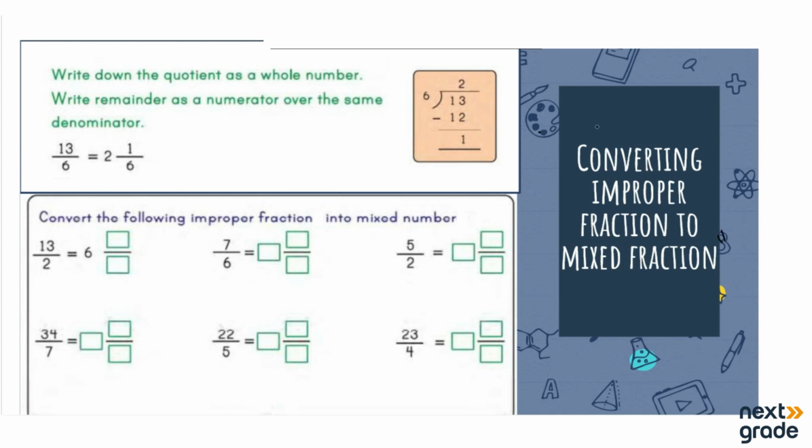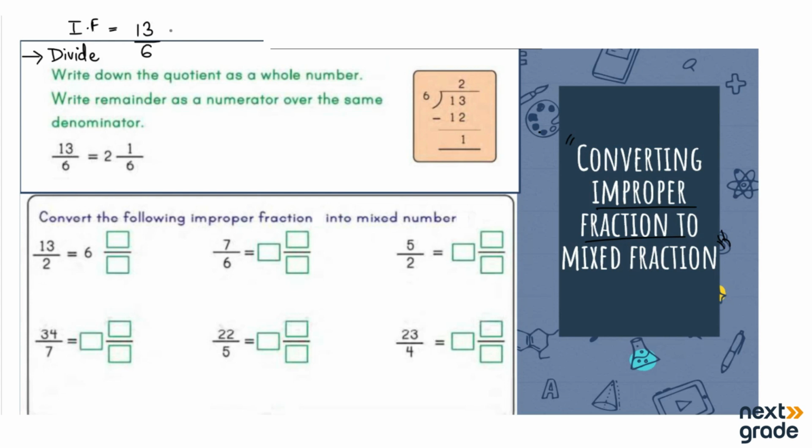Welcome back, students. In this video, we are going to discuss converting an improper fraction to a mixed fraction. These are some of the steps that you can follow, and the first one is that you have to divide the given fraction. For example, if the fraction is 13 over 6, it's an improper fraction because its numerator is greater than the denominator. So that's why we call it an improper fraction.